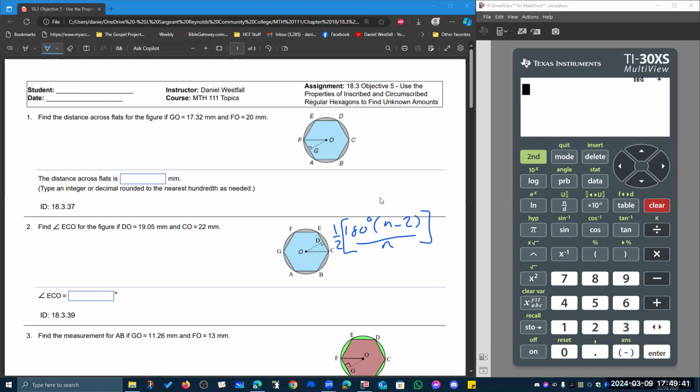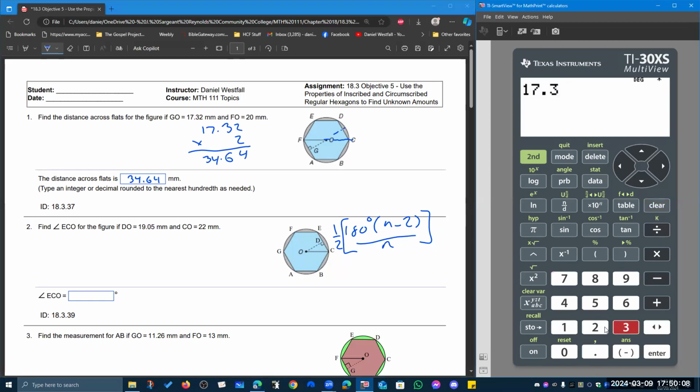So FO would be what I would use if I wanted across corners, because it's going corner to corner here, but I want across flats, so I'm going to use GO. I'm going to double it. 17.32 times 2 is 34.64. Just check that with my calculator. 17.32 times 2 is 34.64.